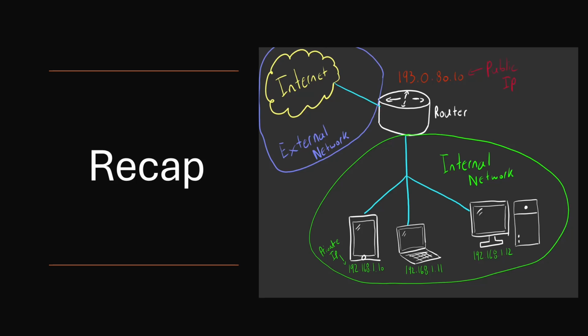And then we also discussed NAT. NAT basically translates the private IPs to public IPs. So let's take that smartphone, for example, that has a private IP of 192.168.1.10. When it sends outgoing traffic to the internet, your router will translate that private IP into a public IP, and then when it receives traffic back, it will translate that public IP into a private IP. And that's what NAT allows us to do.